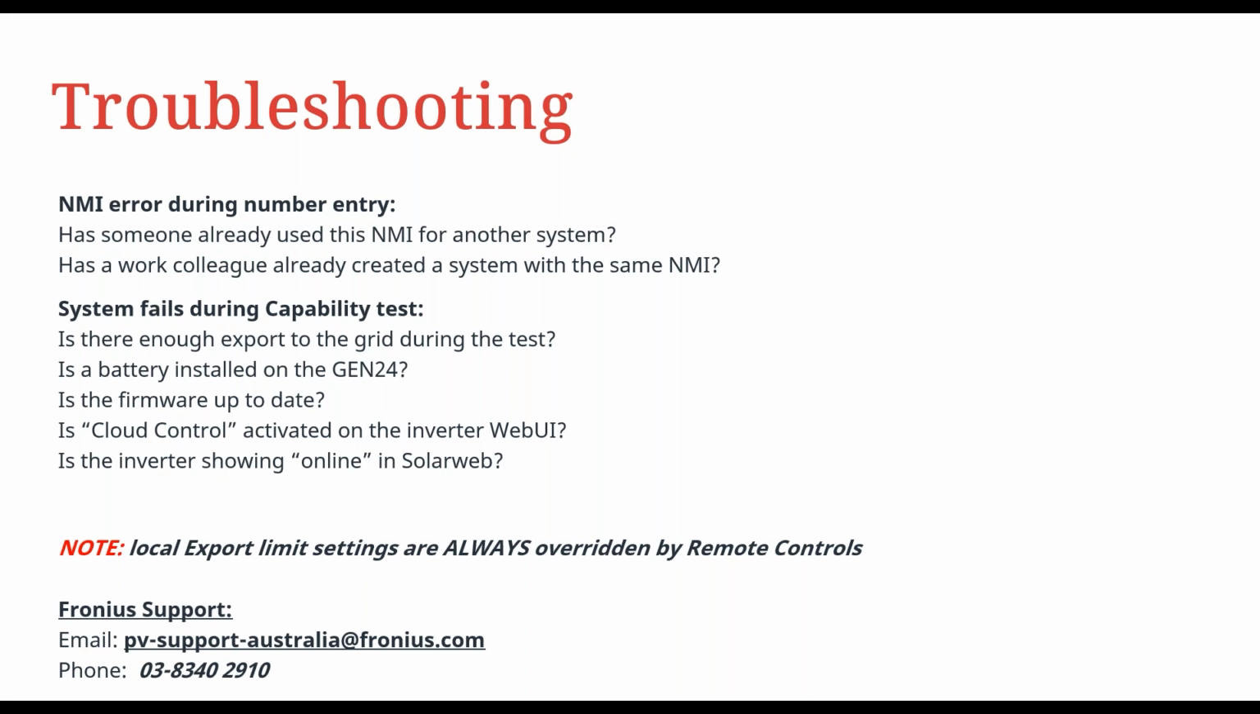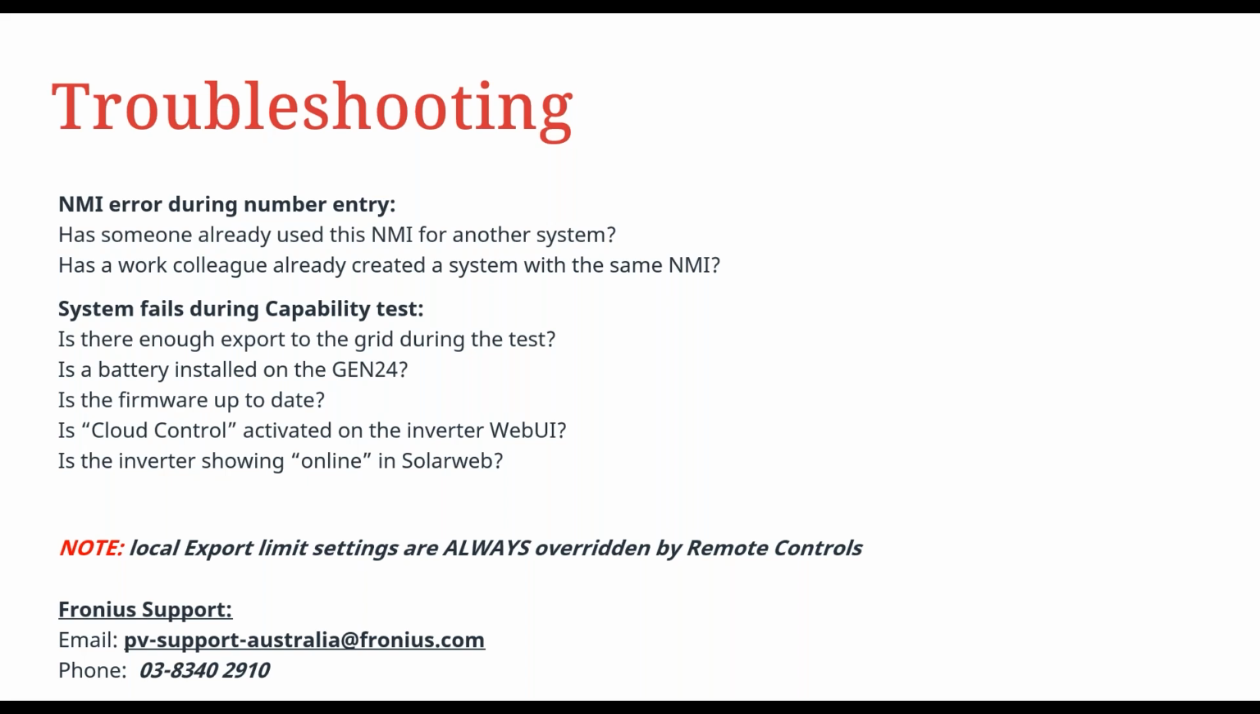The other thing would be if the system fails during a capability test. That's probably the most common one that we see in South Australia. Many things could be causing that. Is there enough export to the grid during the test? They require at least 1 kilowatt over there. For a Gen 24 system with a battery, you want to make sure you can get export to the grid. Either the battery needs to be pretty full, or you can just turn the battery off temporarily while you're doing the test, because otherwise all the excess automatically goes to the battery first rather than going to the grid. So you may not be able to get enough export going to the grid with that.